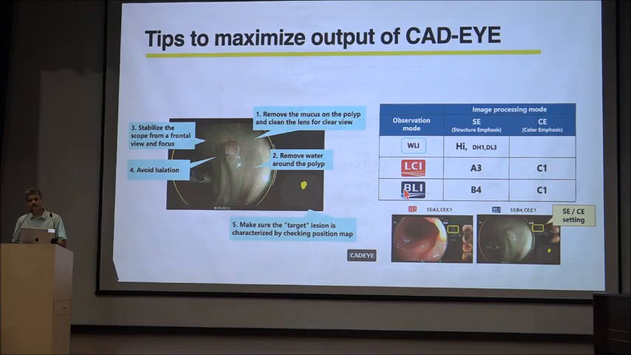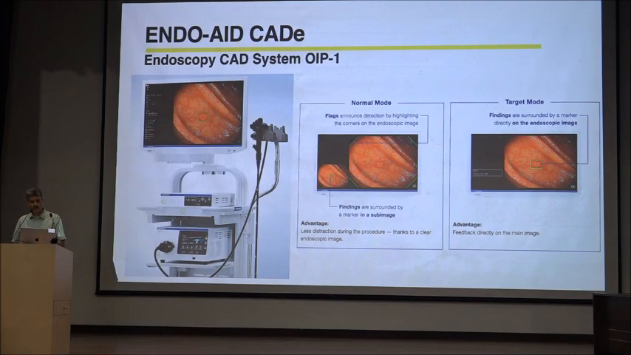There are certain obviously technical things which you have to do to maximize the output. I will not go into this, but basically you have to feed the algorithm a clear image of the polyp and with pre-specified structure and color emphasis on your system. So the resident should know this, but I'll skip this. We also have in the department the Olympus CAD system called EndoAid CAD-E, the OIP1 box.